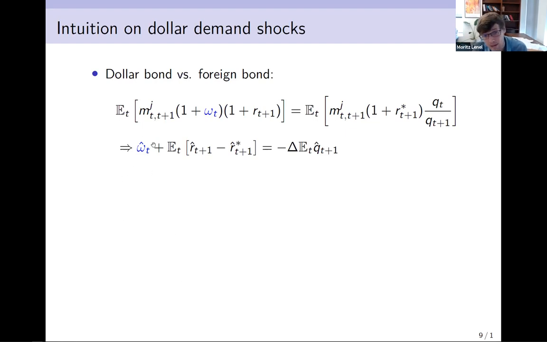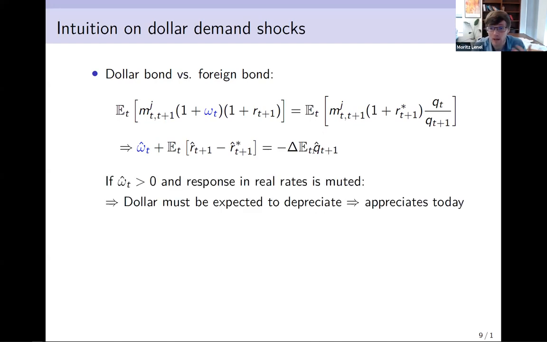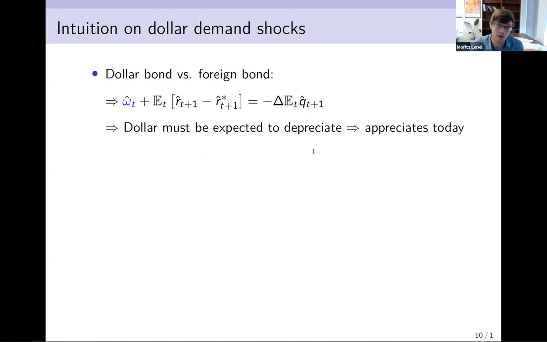A dollar demand shock enters here on the left-hand side and requires for this equation to either see an adjustment in the real rate or a further expected depreciation. Now, if, as in our setting, there's limited adjustment in the real rate due to nominal stickiness, there has to be this expected depreciation. And the only way to get that is by an appreciation of the dollar today. So the dollar must be expected to depreciate, so it appreciates today.